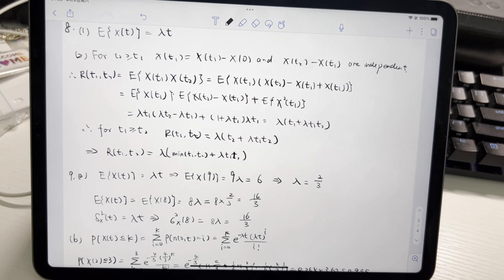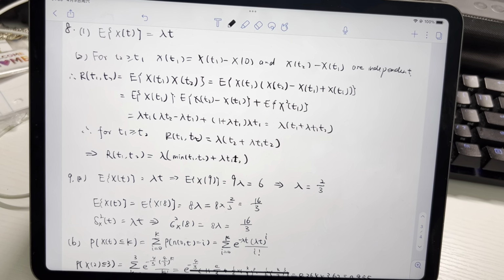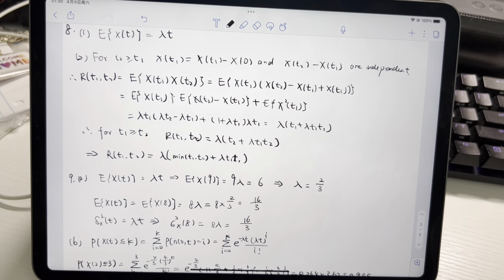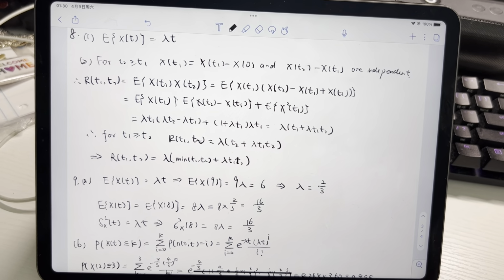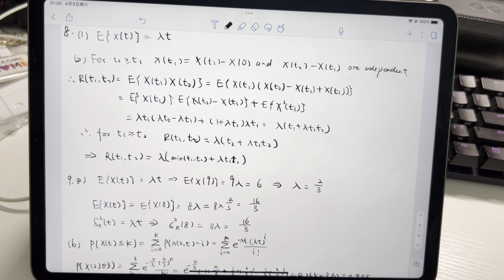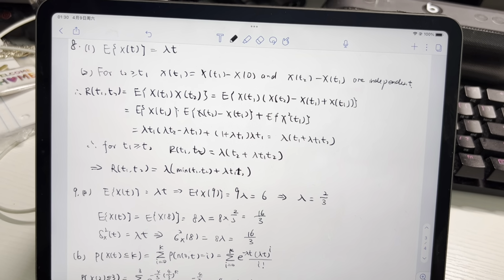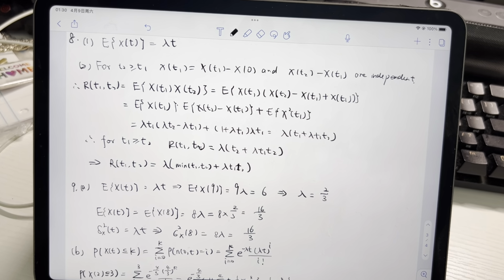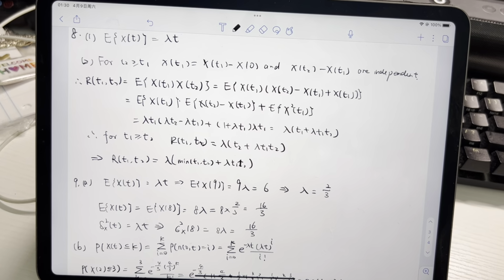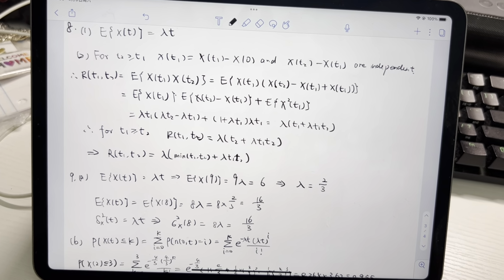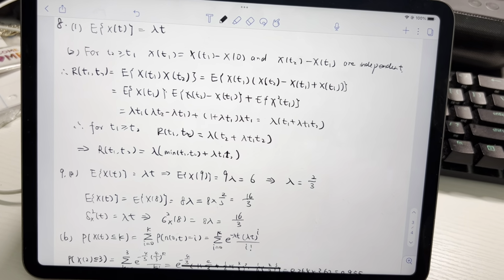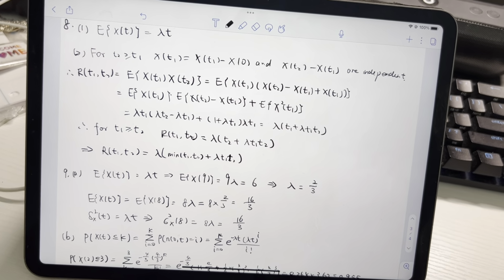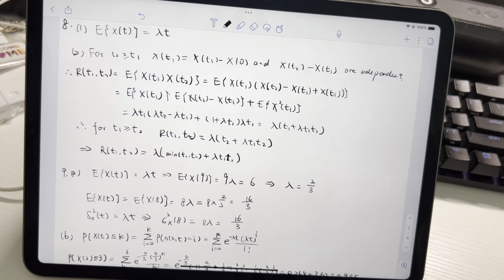For the second question, we need to analyze the values of t1 and t2. If t2 is larger than t1, we know that Xt1 equals Xt1 minus X0, and Xt2 minus Xt1 are independent. So according to the definition, it is the expectation of the product of Xt1 and Xt2.